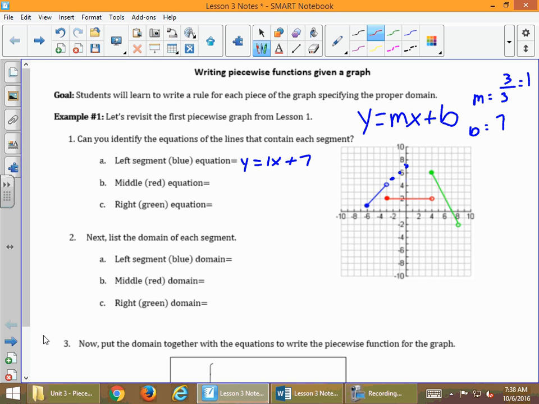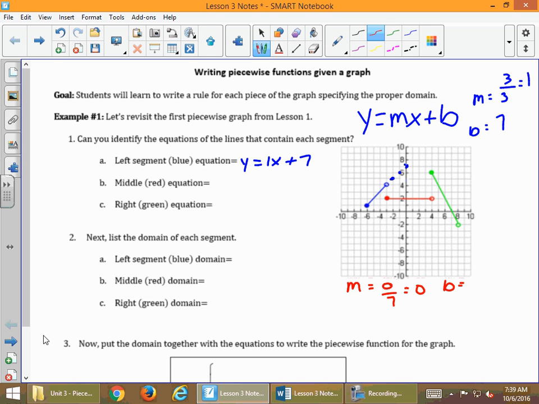Do the same thing for the red line, your middle line. We need our m and we need our b. Well, do we count up at all? We rise, no. So what's the top of our fraction going to be? 0. And then our run is 1, 2, 3, 4, 5, 6, 7 to the next point. What's 0 over 7? 0. Whenever you have a horizontal line like that, your slope is always 0. If you're not rising, it's just a straight line, your slope is 0.